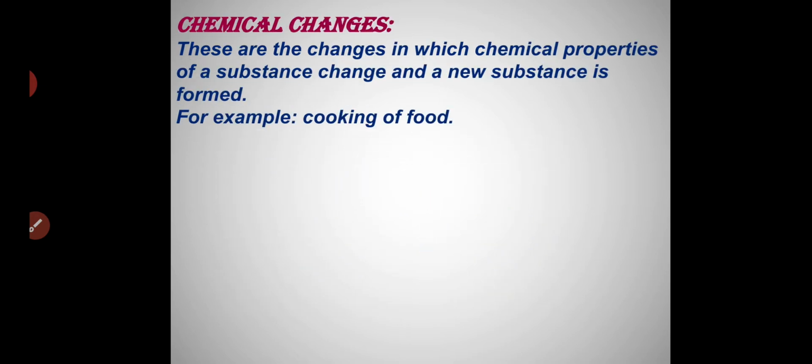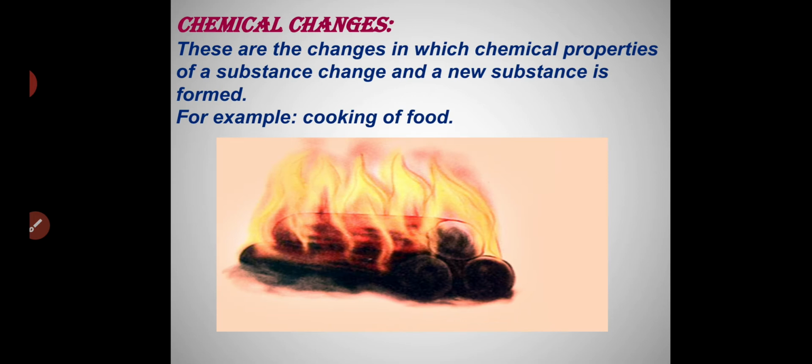Now, chemical change. So, chemical change is nothing but there will be a change in its chemical properties. When we burn the wood, it will convert in the form of ash, right? So, these are the changes in which chemical properties of a substance change and a new substance is formed. So, wood never remains wood as it is when we burn it, right? It will convert in the form of ash. So this we will call a chemical change.